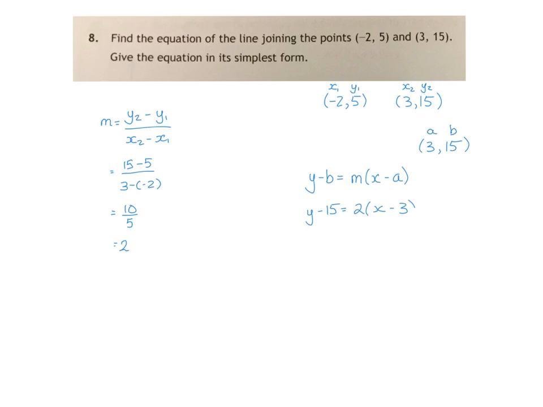Because it's asked for in its simplest form, we need to multiply it out. So we multiply this out, so we get 2x, and we get minus 6, and we have y minus 15. We always want to have our straight line equations in the form y equals mx plus c. So that's how they want it to be. So we need to move the 15 we've got here, and that 15 is negative, so we need to add 15 to both sides, and then we get y is equal to 2x plus 9. For this question, you get your marks for having your gradient, for substituting in, and then for getting it in its simplest form at the end.